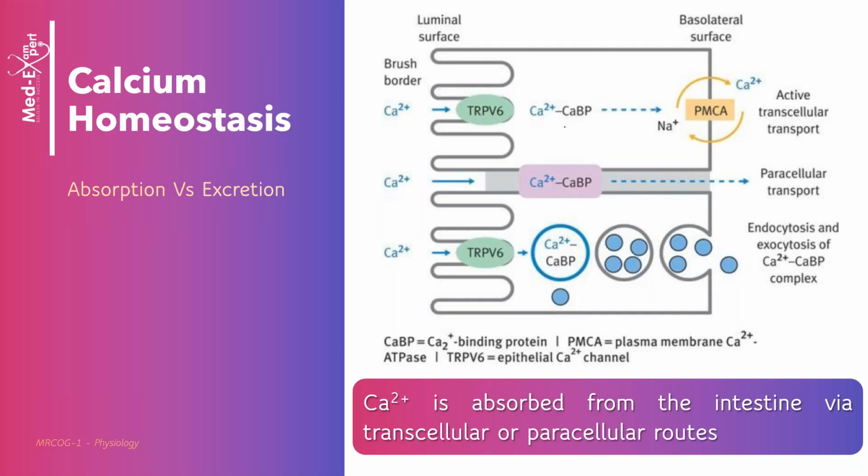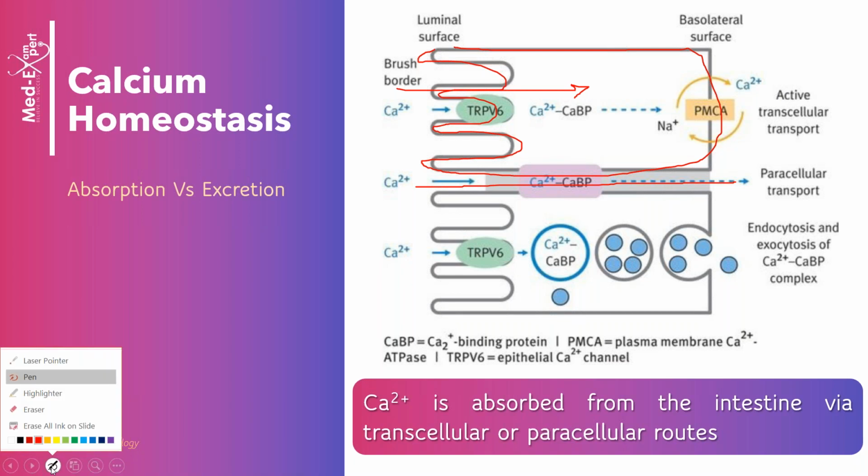If we look at this figure, we have two routes of calcium absorption. If you consider that this is the cell, the intestinal cell, we have two routes. One route is called the transcellular route, across the cell, and the other route is called the paracellular route, in between the cells.